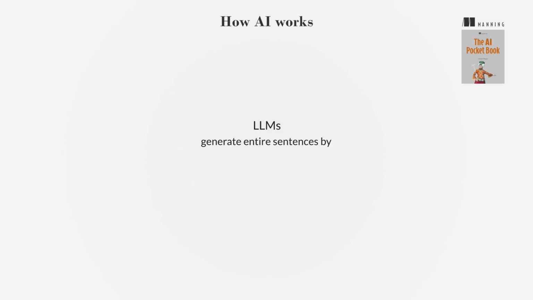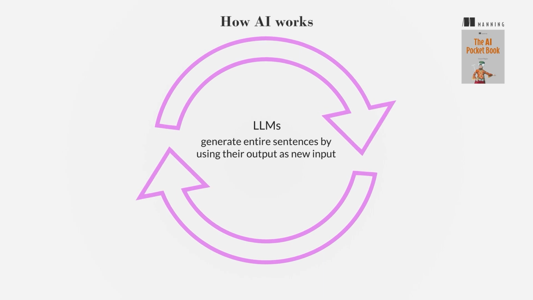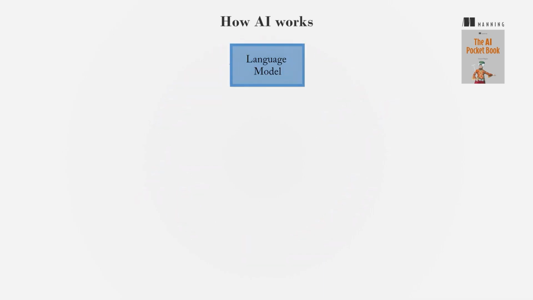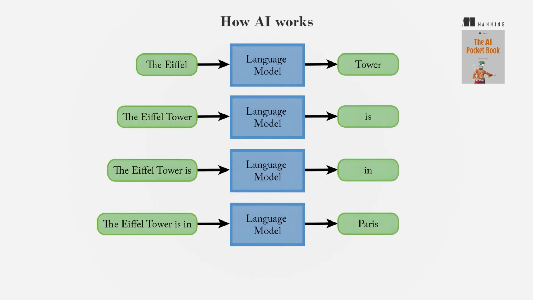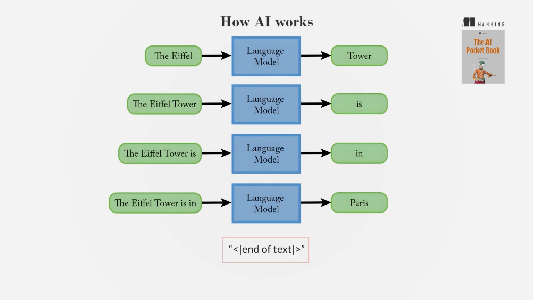LLMs generate entire sentences by using their output as new input. For example, given the prompt "the Eiffel," the LLM might generate "tower," then use "the Eiffel Tower" to develop the next word, and so on. Special code words like "end of text" signal the end of the text generation process.